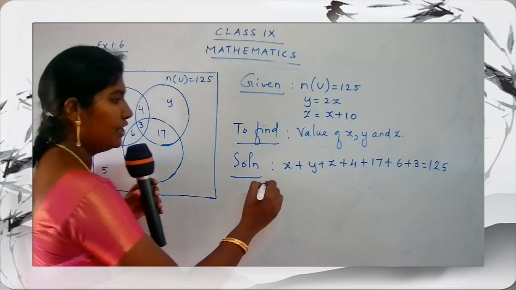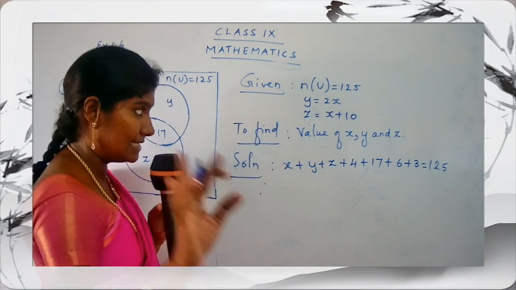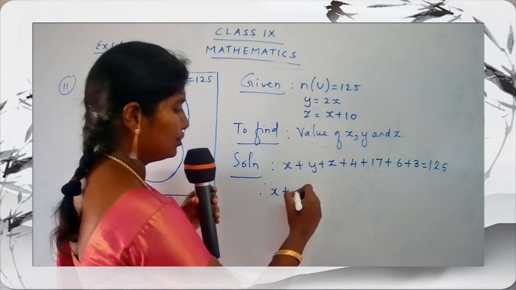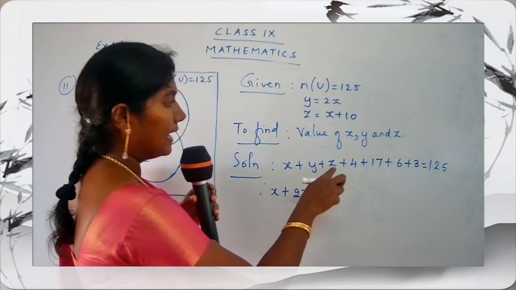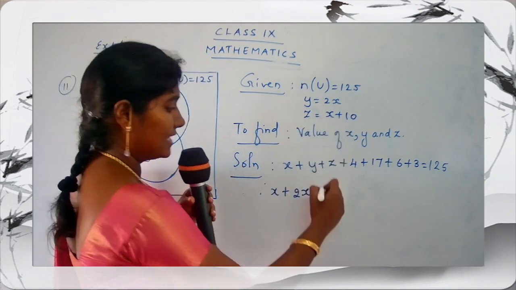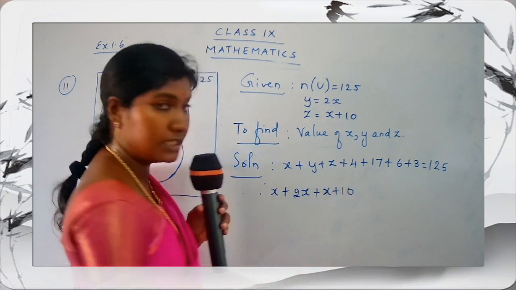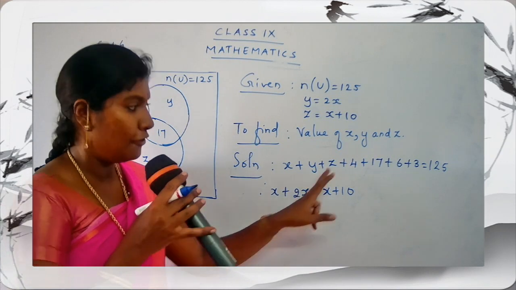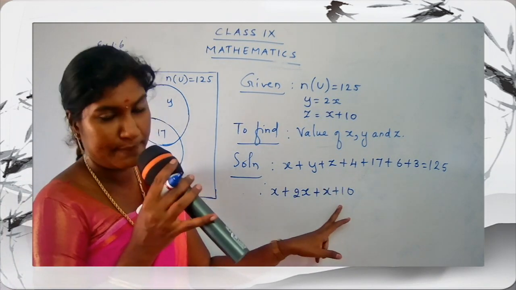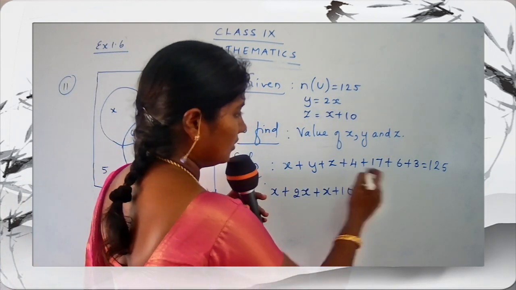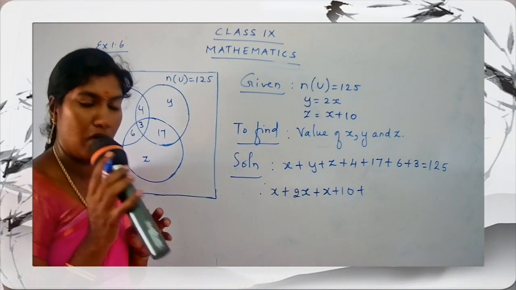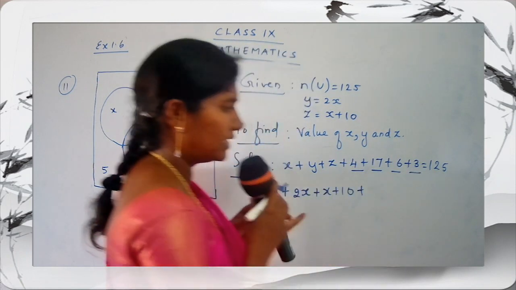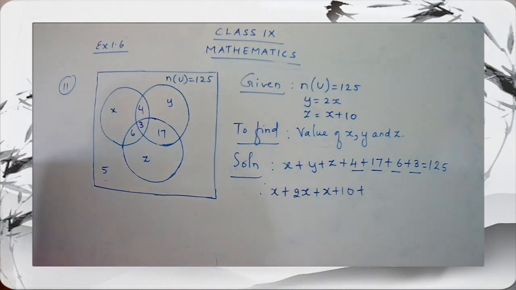So I'm just going to keep x as x itself, and in place of y I'm going to write 2x, and I'm going to change z as x plus 10. Are you clear, children? So we have replaced y as 2x, we have replaced z as x plus 10, and if it is possible, we can add all the values. Let's add all the values here. 4 plus 17 plus 6 plus 3, come on, add and get the answer, children.